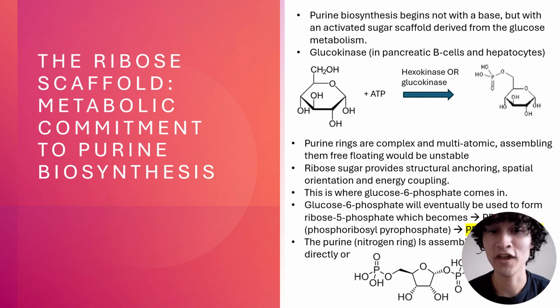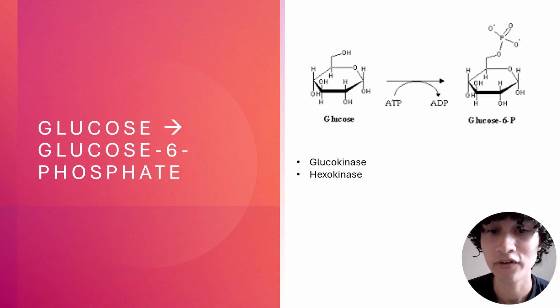Now, glucose 6-phosphate will eventually be used to form ribose 5-phosphate, and then ribose 5-phosphate can be converted into phosphoribosyl pyrophosphate, which is really important in acting as our ribose scaffold to build our purine nitrogenous base from. Intracellular glucose is metabolically activated by phosphorylation to form glucose 6-phosphate, and the phosphorylation of intracellular glucose commits it to metabolism. It doesn't necessarily commit it to glycolysis or the pentose phosphate shunt, but it commits it to metabolism.